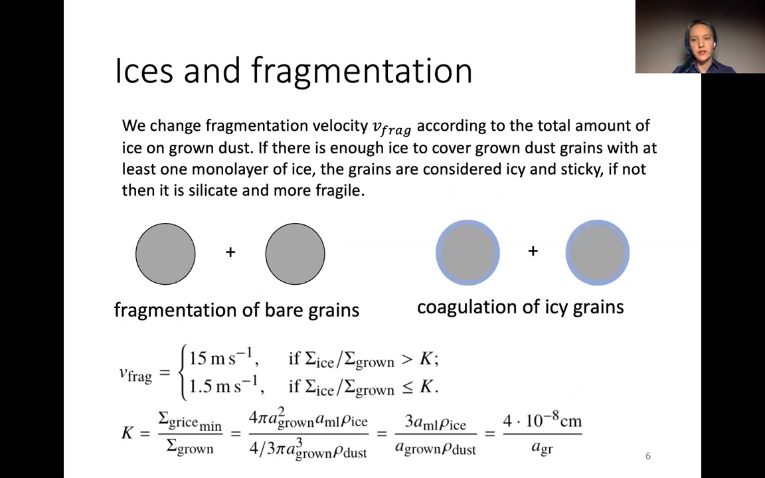We can calculate the thickness of ice mantles on dust grains, especially on grown dust grains. If the thickness of mantles is less than one layer, we consider that these dust grains are bare silicates and have a lower fragmentation velocity of 1.5 meters per second. And if there is more than one monolayer of ice on grown dust, then we think that these grains are icy and have a high fragmentation velocity.